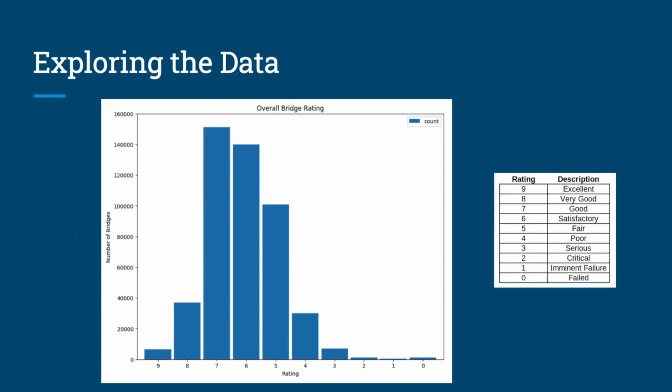But in order to process this and get association rules from FP growth, I found it necessary to group these ratings. And so in my analysis, I grouped ratings 9 and 8 and considered those to be in excellent condition. Conditions 7 through 5 were grouped into a good group, and then anything below 5 is considered to be in poor condition. And it's this last group that we'll deem the deficient bridges, and it's those that we're going to be studying with the FP growth analysis.